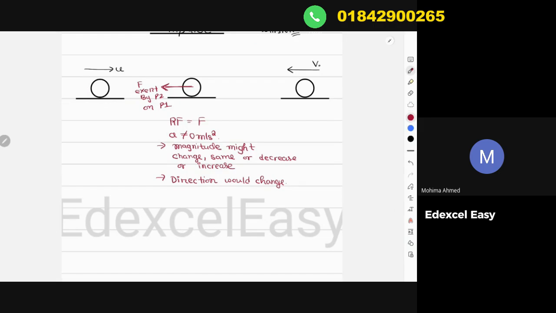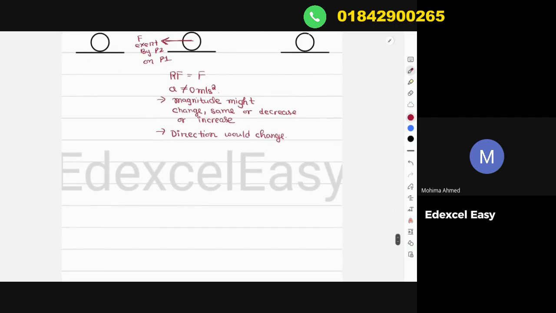Okay. Now, in this situation, how would I find out the amount of force that was exerted on this particle? In this situation, the force that was exerted on this particle can be calculated as impulse.